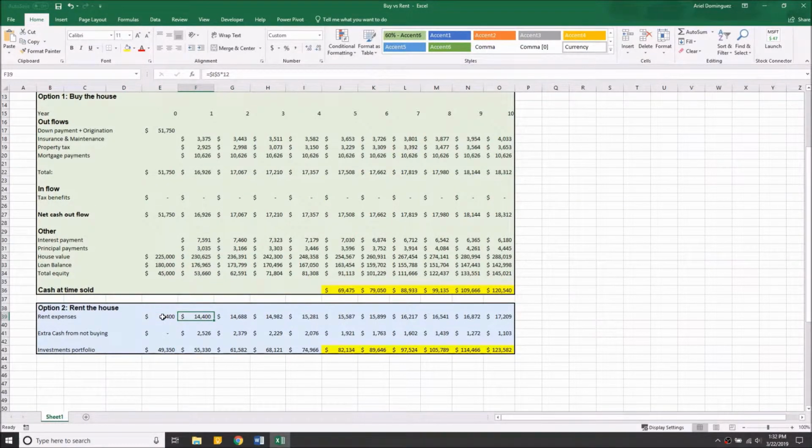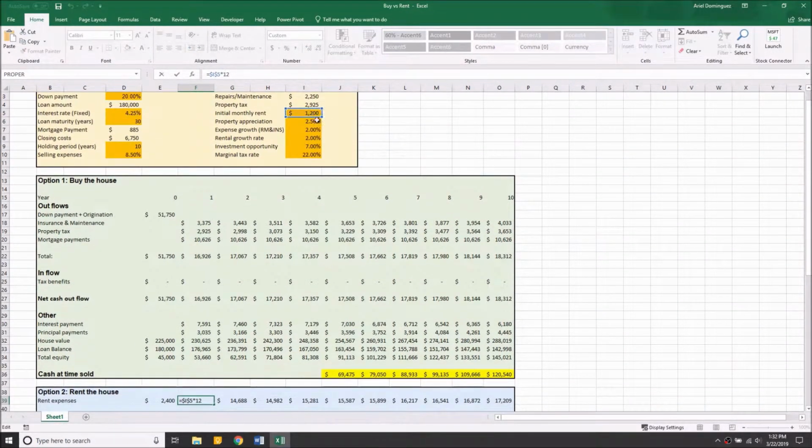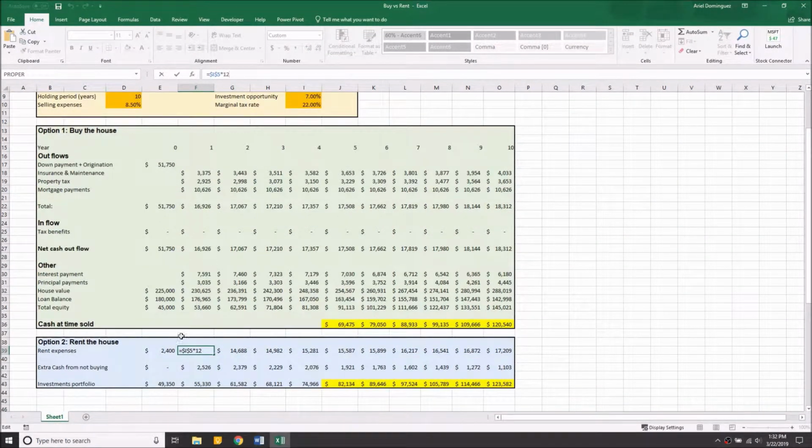And then in year 1 through year 10, it will be the rent expense right here, the $1,200 times 12. So that'll be your yearly rent expense. And then each year, the rent expense, as we said, is going to grow at 2%.